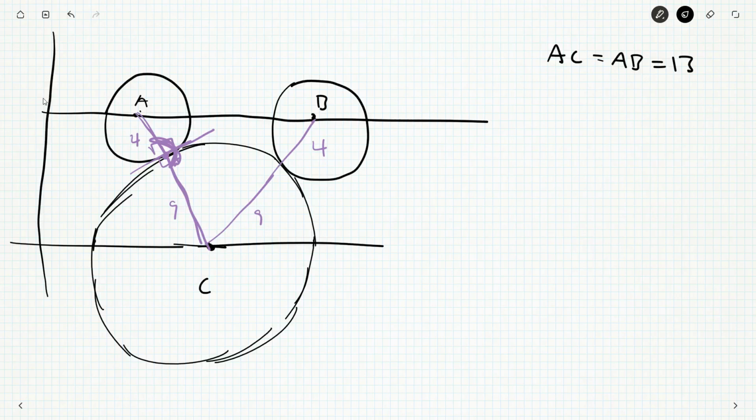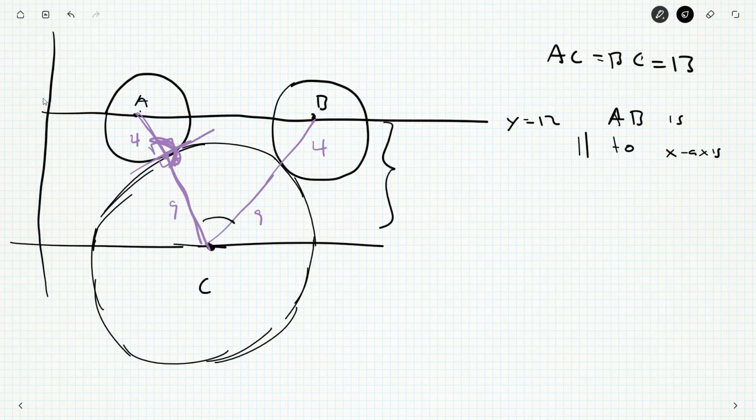Now we want to figure out what A to B is. How can we figure that out? Well, if we knew this angle here, for example, we could use the cosine law. But I don't know what that angle is. What other piece of information are we given in the question? That we've got y equals 12 is this line. And so AB is parallel to the x-axis. And the distance between this line and the x-axis is 12.